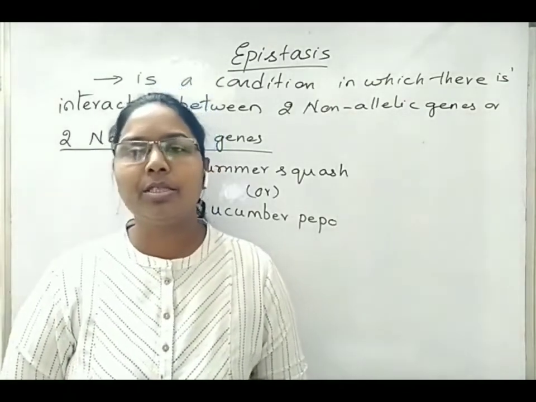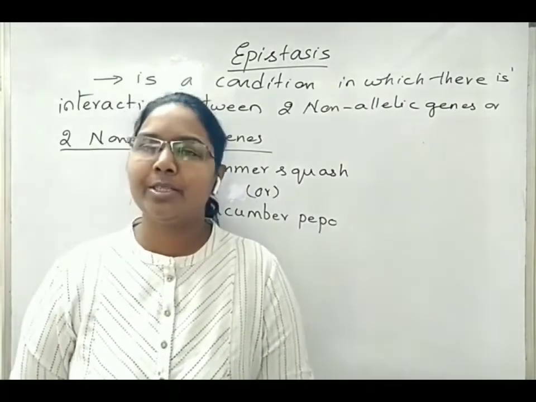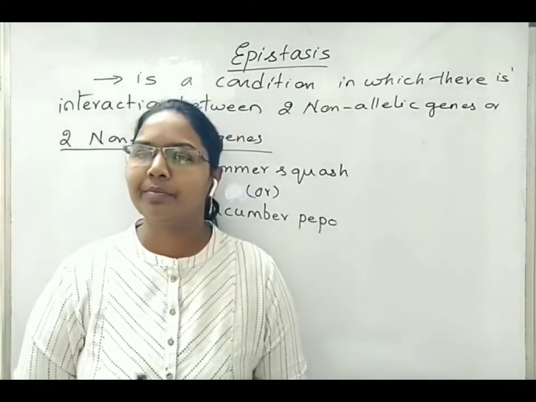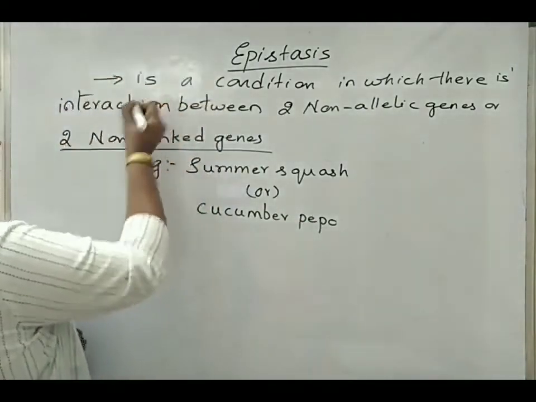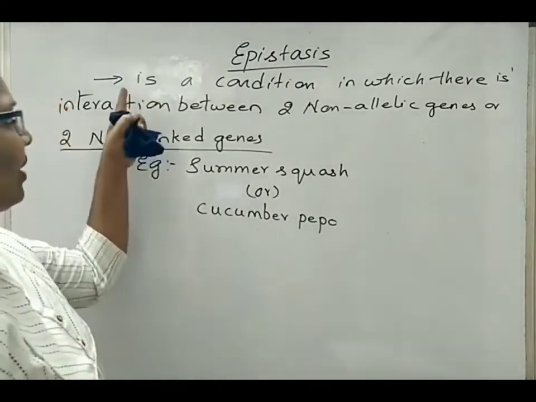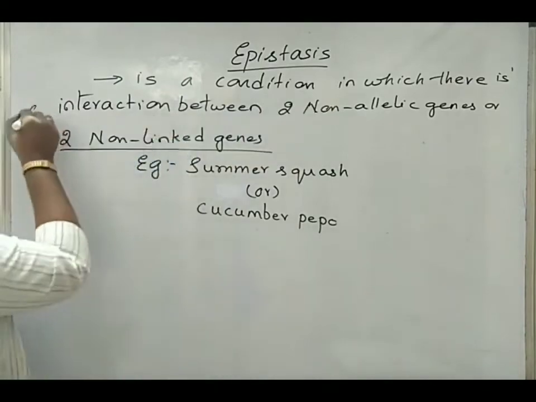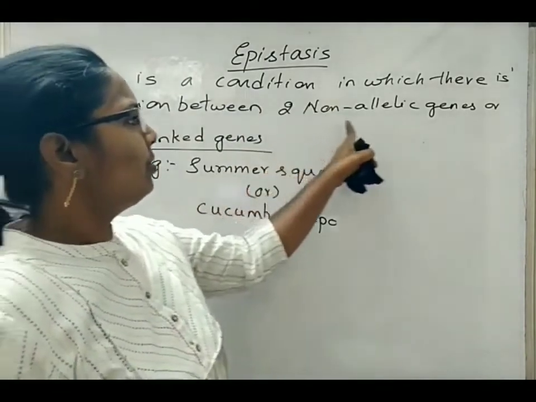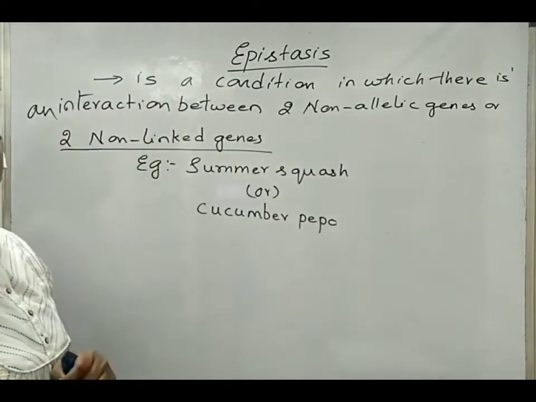What is meant by homologous chromosomes? The chromosomes which are ready to fuse with each other and should be responsible to give out a new offspring, that we are calling homologous chromosomes. So here I will express the same definition in the form of a diagrammatic representation. Epistasis is a condition in which there is an interaction between two non-allelic genes or two non-linked genes.